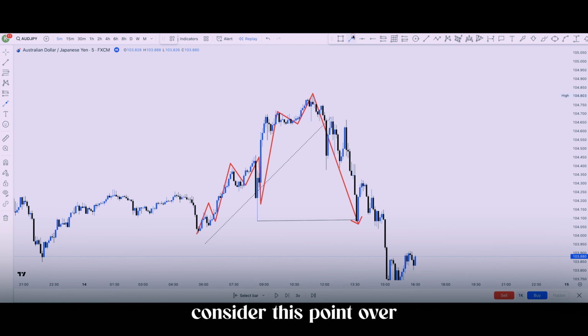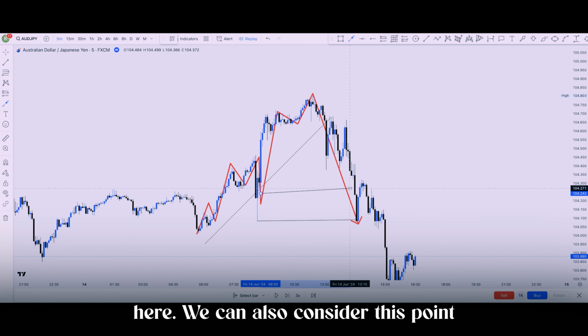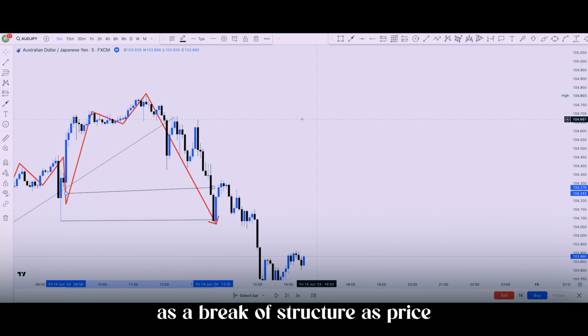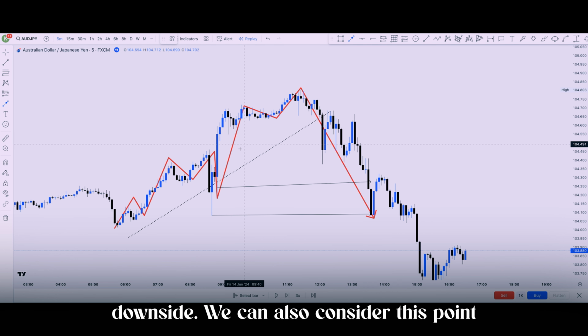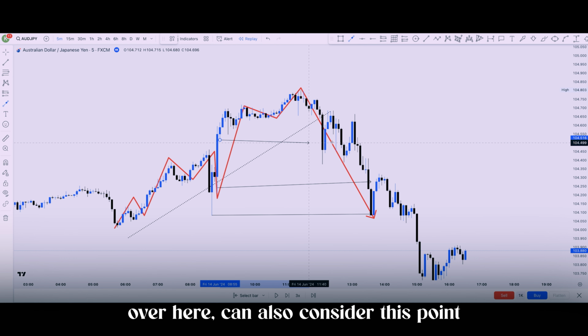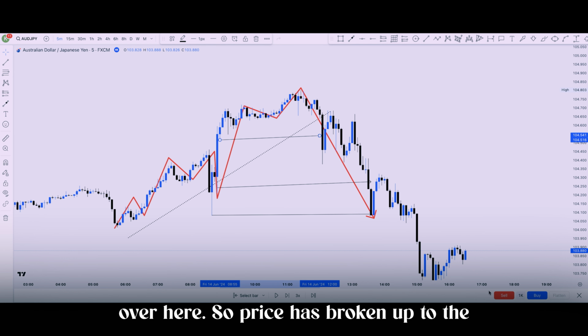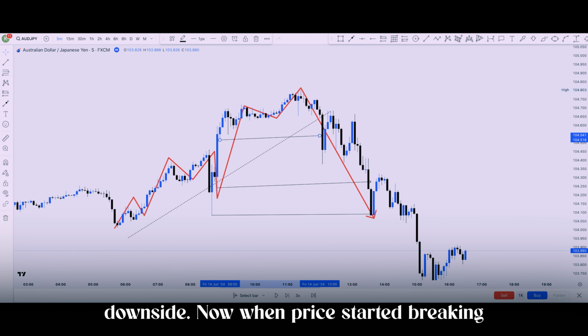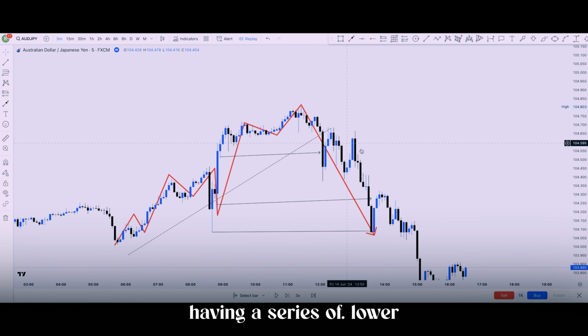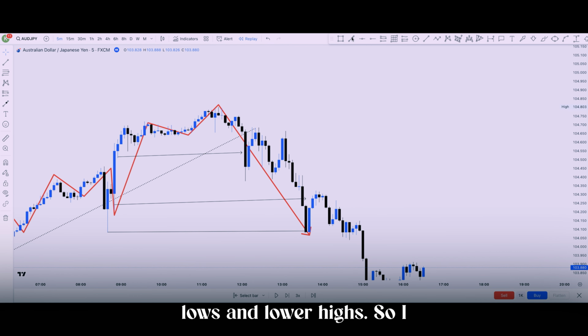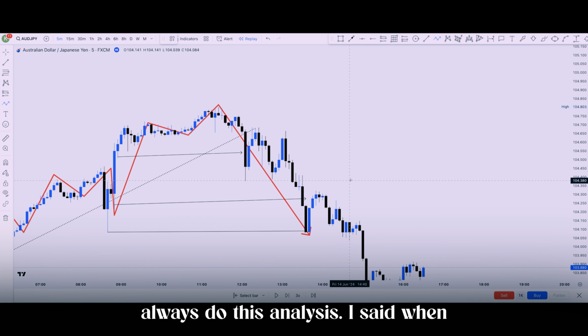We can also consider this point over here as a break of structure, as price is breaking to the downside. So price has broken to the downside. Now when price started breaking from this point, you can see that we are having a series of lower lows and lower highs.